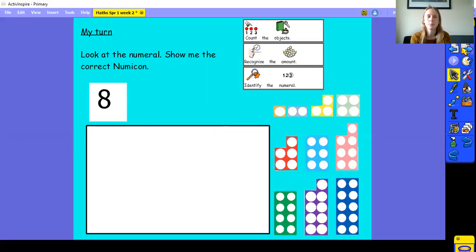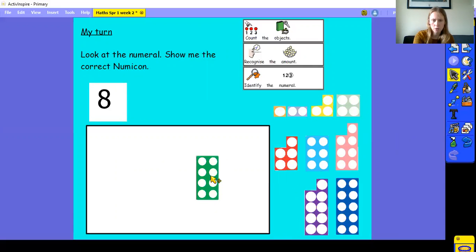Let's have a go at this one. What numeral do I have? That's right, it's number 8. What does the Numicon piece look like for 8? I remember it has 4 holes on one side and 4 holes on the other side. This has 4 holes on one side, but it doesn't have 4 holes here. What about this one? That's right. This one has 4 holes on this side and 4 holes on the other side. This one is 8.